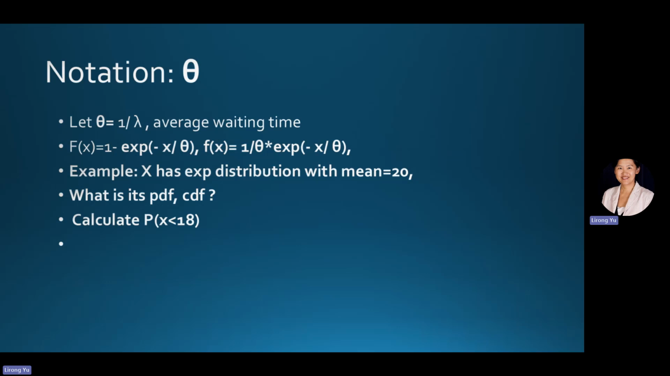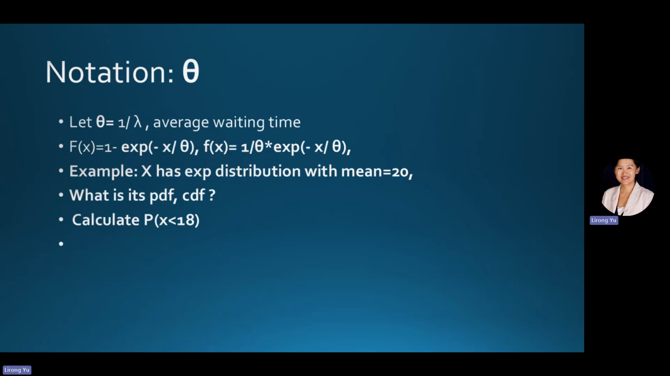Because if the number of occurrences is 5 within 0 to 1, in 1 unit of time you have on average 5 occurrences. So how much time do you have to wait on average? It is 1 over 5, right? So the waiting time is less when the occurrence is more. So for the average waiting time, we use theta. Theta equal to 1 over lambda is our average waiting time.